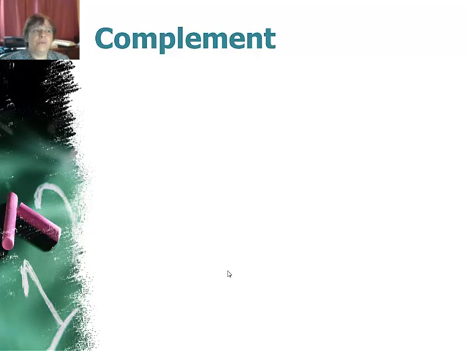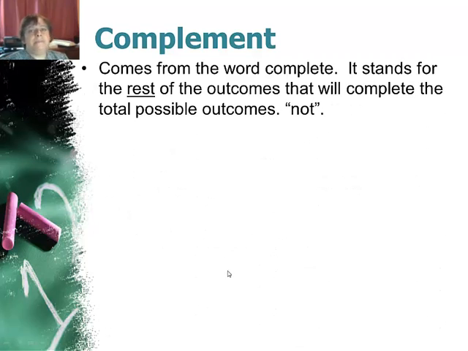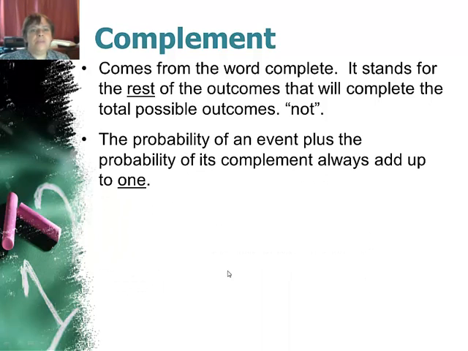Now the complement, what is that? The complement makes up the rest. It comes from the word complete. And oftentimes when we're talking about the complement, we will use the word not. So like not in the triangle. The probability of an event plus the probability of its complement always have to add up to 1 or 100%.